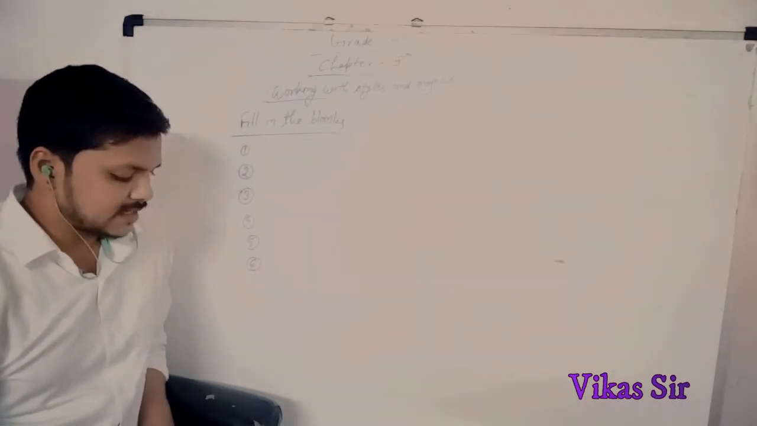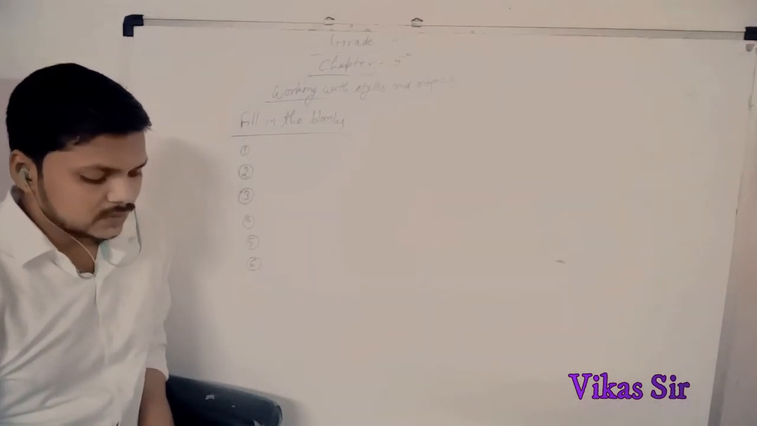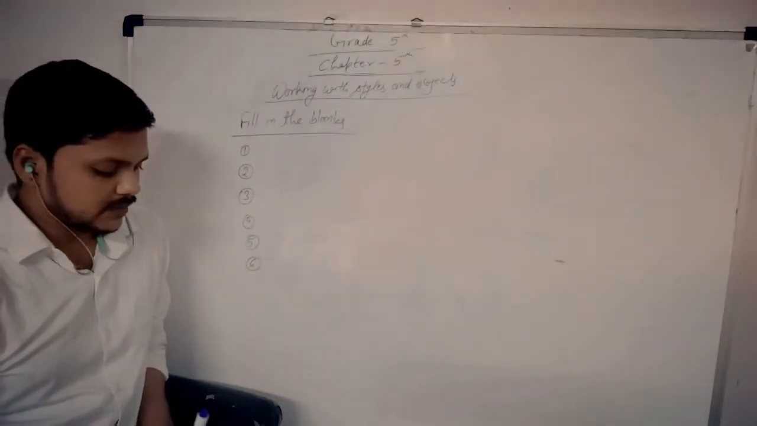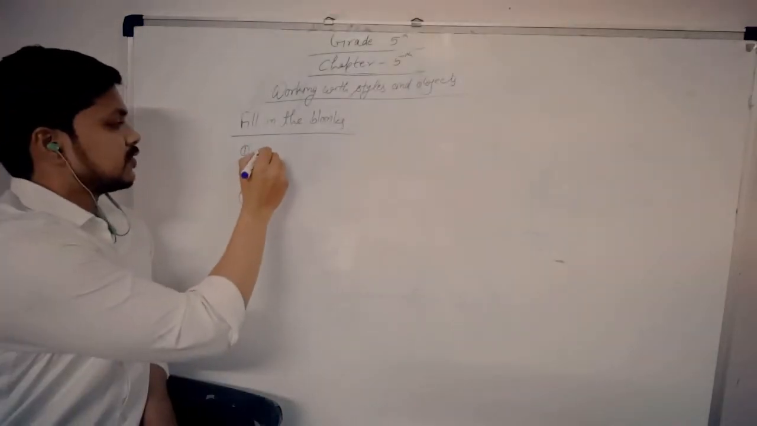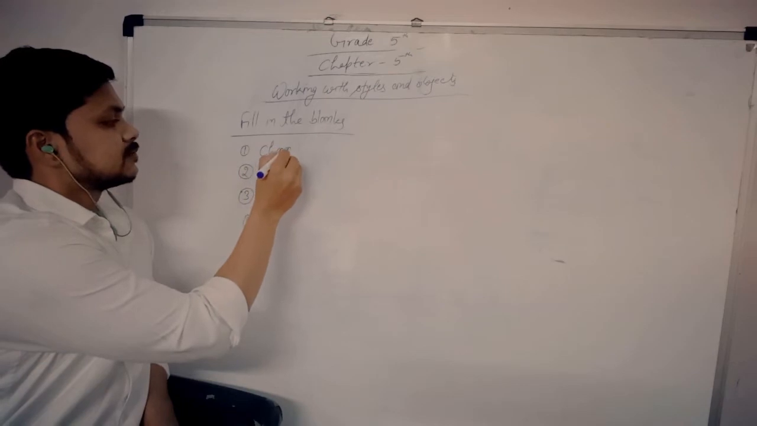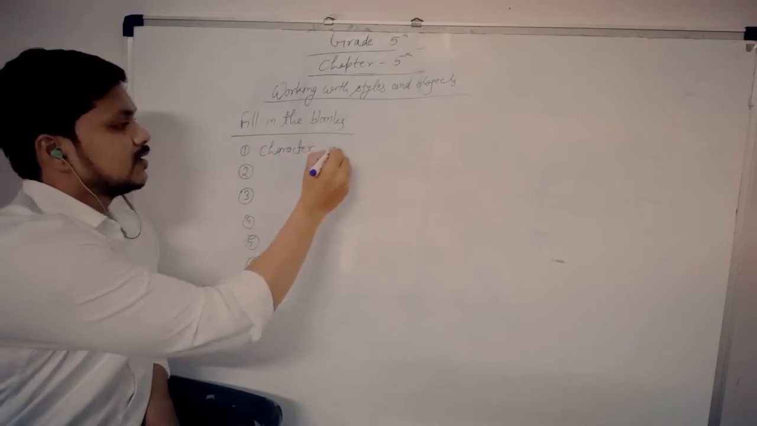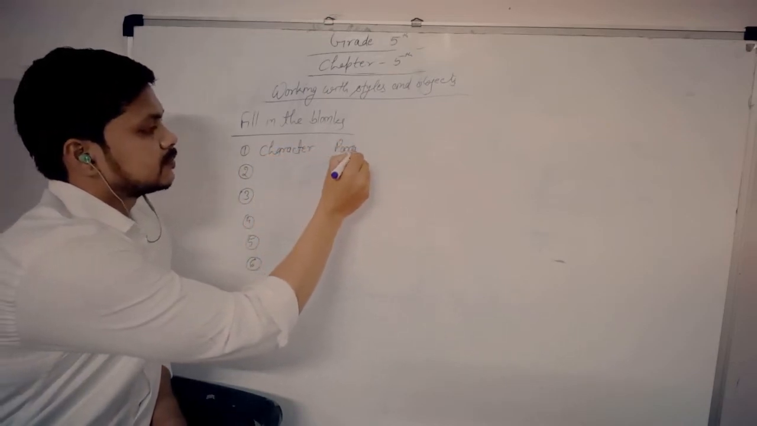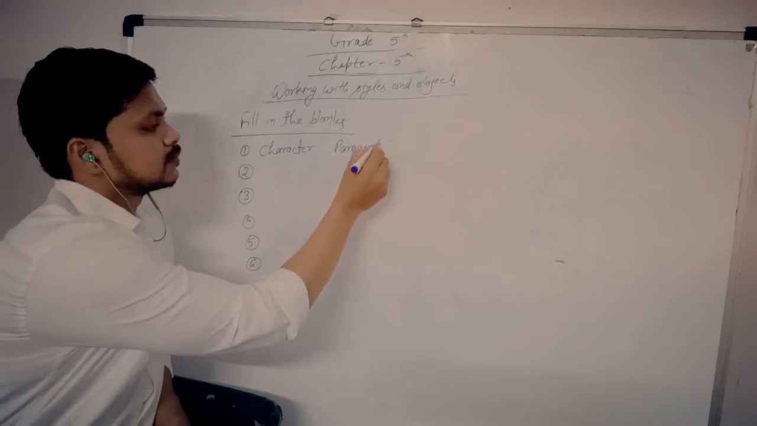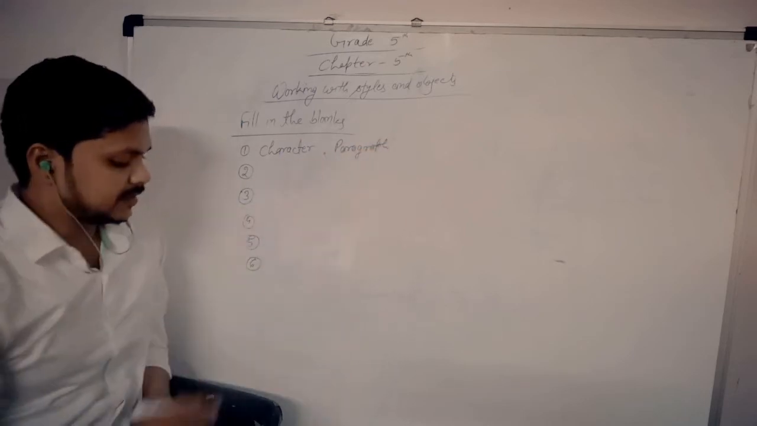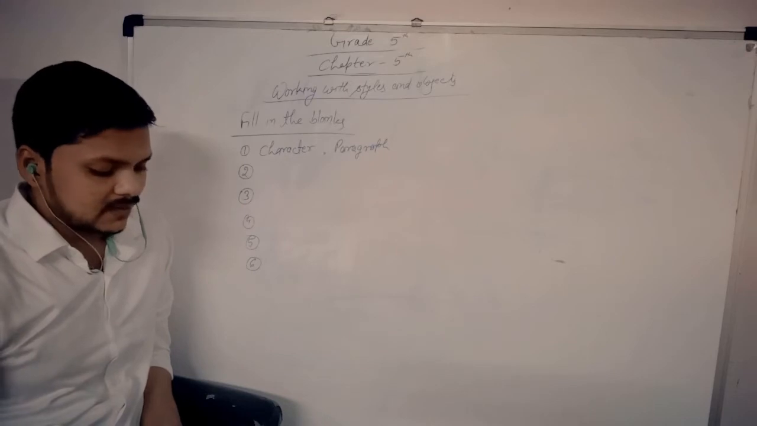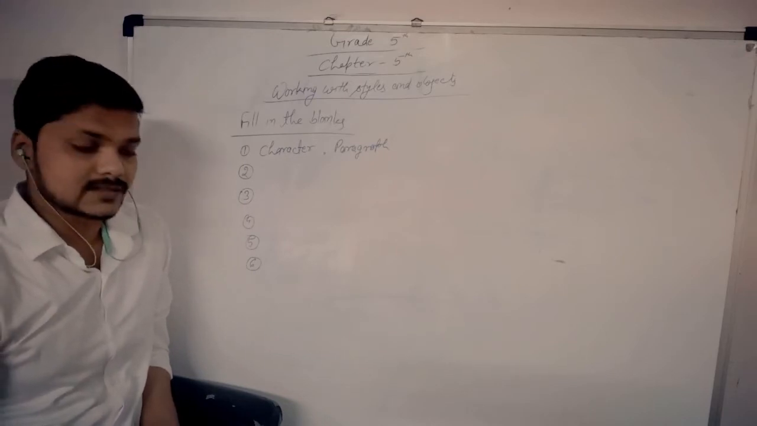So the first blank is, what are two types of styles? So what do we have to fill here? First we have to fill character, then we have to fill paragraph. So the answer is, character and paragraph are the two types of styles.